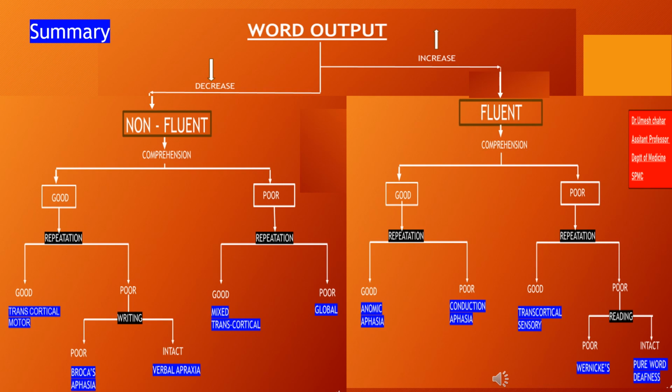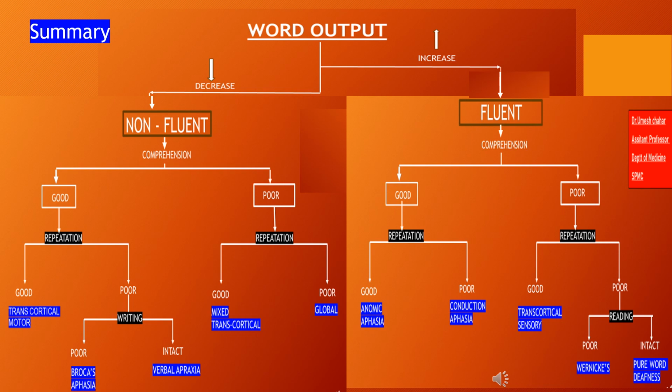Now we will move on to the fluent aphasia. In the fluent part, we first discuss anomic aphasia. In anomic aphasia, the patient is having fluent speech, his comprehension is good, and his repetition is also good. Whereas in conduction aphasia, his speech is fluent, the comprehension is good, but the repetition is poor.